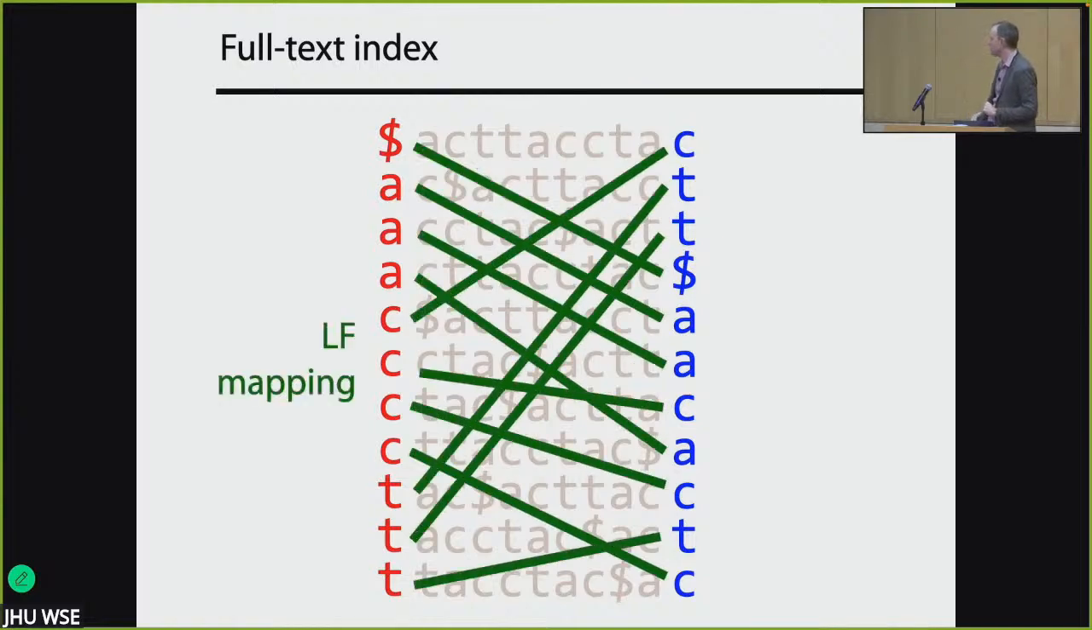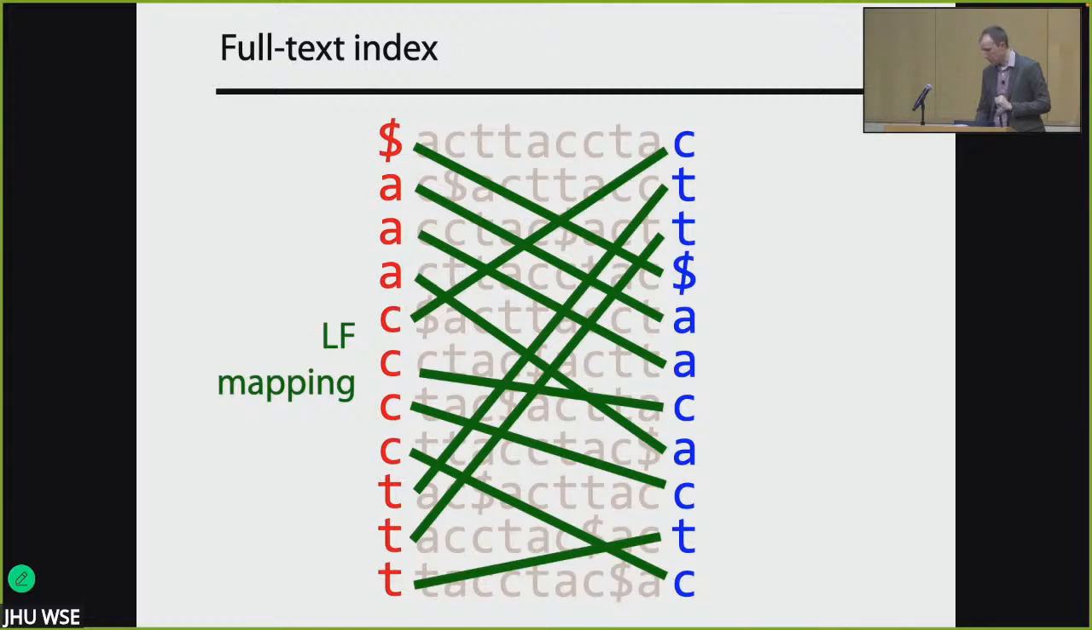And it can be drawn like this. I just drew a bunch of lines connecting letters from the first column to letters from the last column. And this relationship, the LF mapping, is exactly what allows us to navigate this thing and actually use it as an index. Let me explain this in the form of an example and a picture.